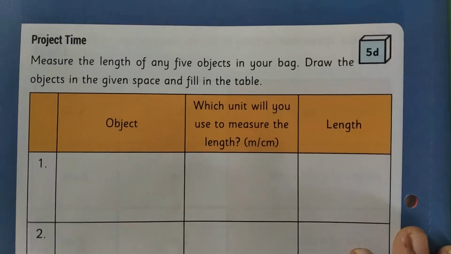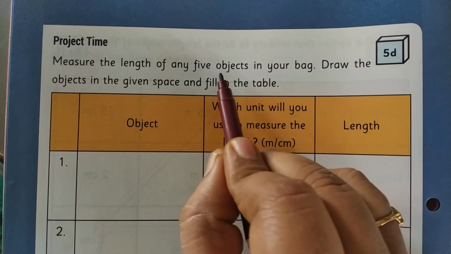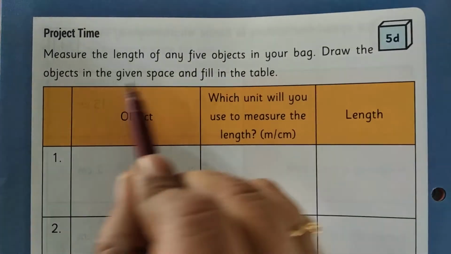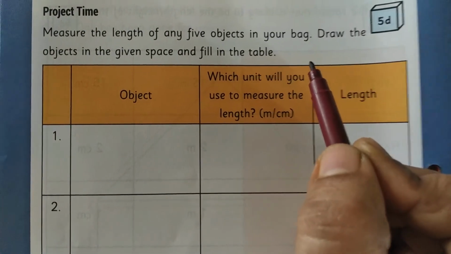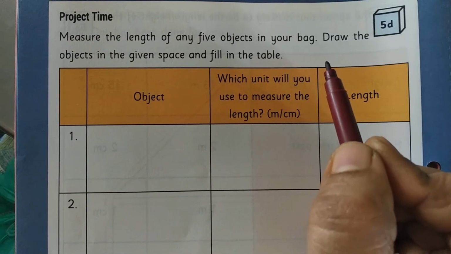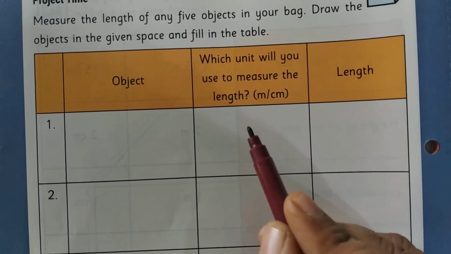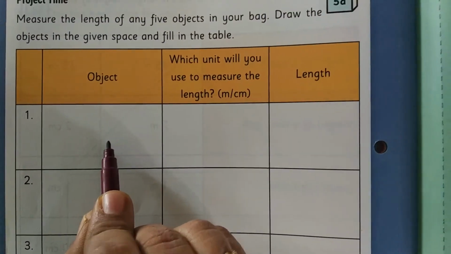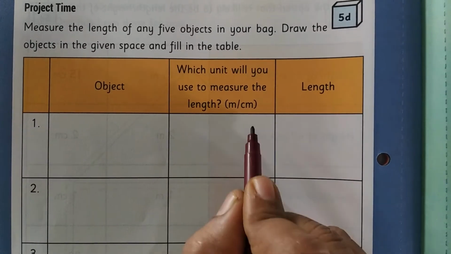Next, take your companion book. Project 10: measure the length of any 5 objects in your bag. In your school bag, you will be having objects, isn't it? Draw the objects in the given space and fill in the table. What are all the objects you will be having in your bag? Book, notebook, pencil, eraser, pencil box, crayons, color pencils. You can draw any object here. Then, if you are measuring that object using meter or centimeter, you want to write it here.